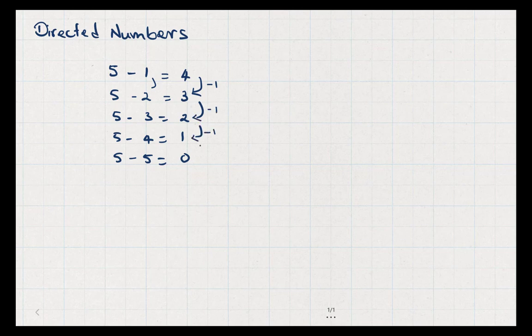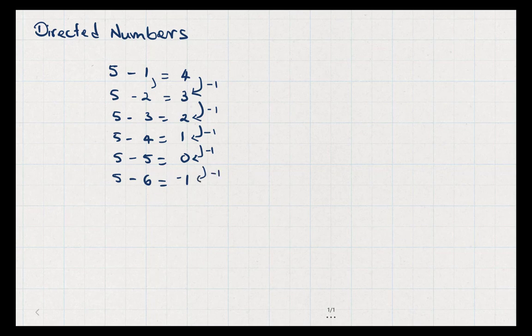So the question is, now, what happens when I have 5 minus 6? So I'm taking a larger number away from a smaller number. And I'm hoping that you can see from the pattern, and sort of makes sense anyway, that we're going beyond 0. We should end up at negative 1.